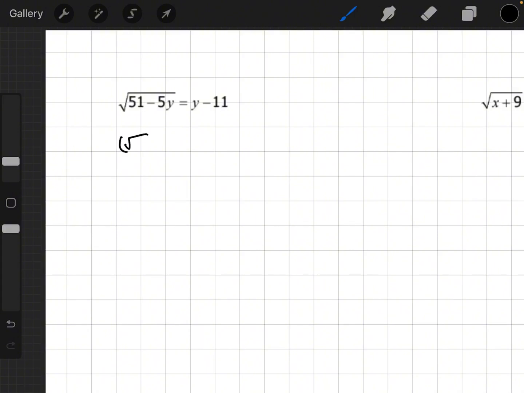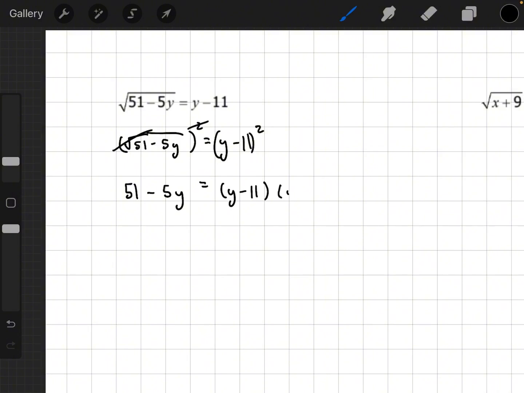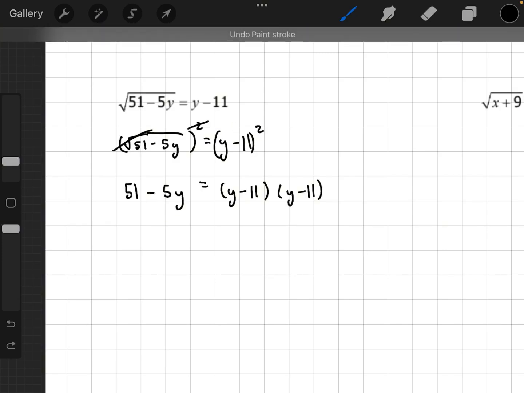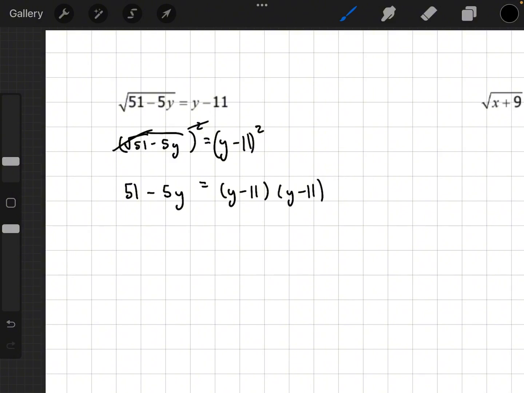So we have the square root of 51 minus 5y equals y minus 11. We're going to raise both sides to the power of 2. The squares will cancel out, so we have 51 minus 5y equals y minus 11 times y minus 11. Now in this case, we can't just distribute this exponent to both sides. We'll have to FOIL. This is just a simple FOIL.